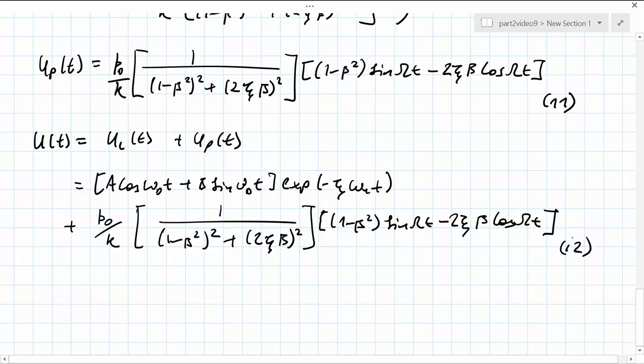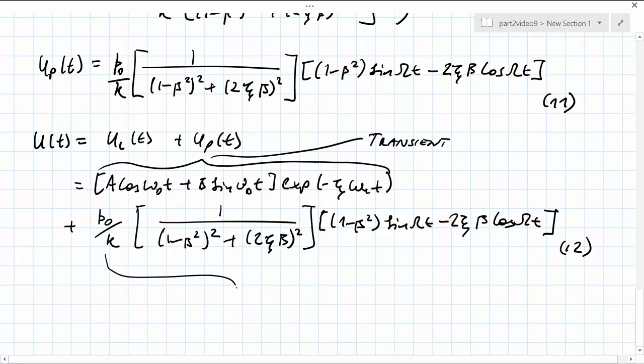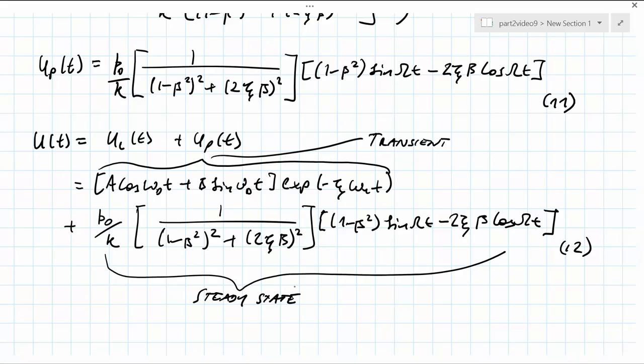As before with undamped forced vibrations, we have a transient component and we have our steady state component, noting that the transient component features functions of the damped natural frequency, and the steady state component features functions of the forcing frequency. So we can see here we've got capital omegas wherever we have time, whereas in this part we've got the damped natural frequency everywhere we have time.